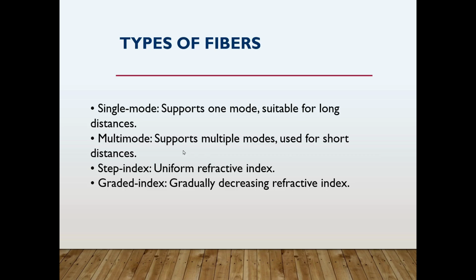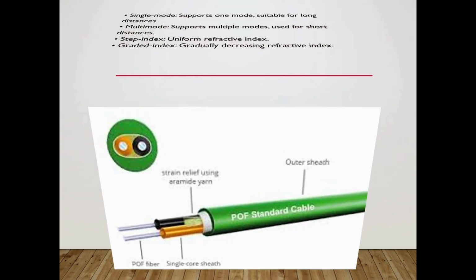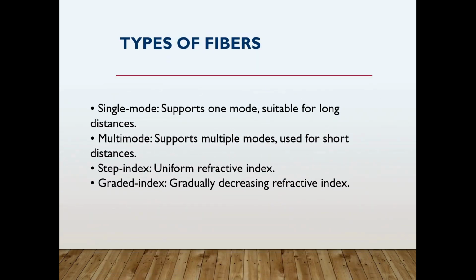Now, we'll dive into the topic of types of fibers in a little more detailed manner. Fibers can be classified based on several characteristics, such as the number of modes, the material used, and the index of refraction. Understanding these three categories is very important for choosing the right fiber for different applications, ranging from telecommunications to medical imaging. Now we will explore these categories in detail, and I will be explaining how each type is structured, its characteristics, and where they are commonly used.